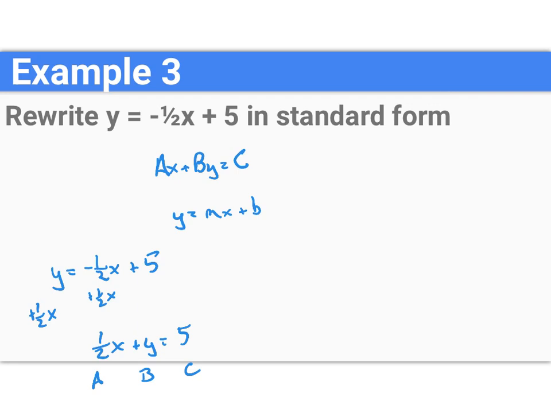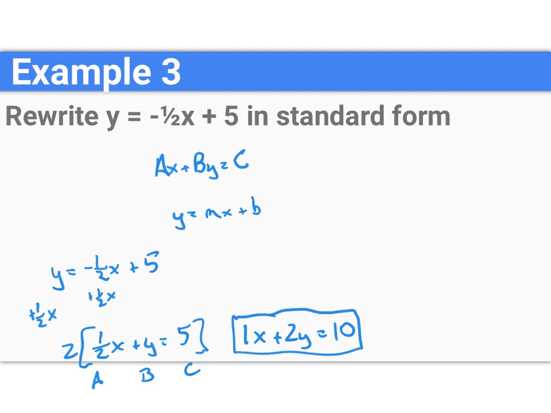In standard form of a line, you're not supposed to have any fractions or decimals. So what you have to do is multiply every term by 2 to get rid of your fraction. So 1/2 times 2 is 1. 1x plus 2y equals 10. Now we are done. This is official standard form of a line.